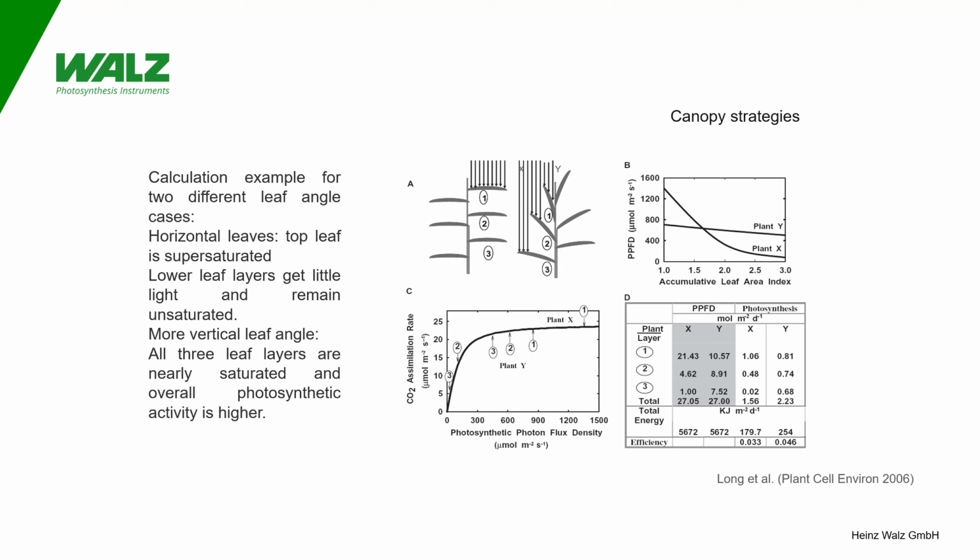Looking at the light response curves made for the horizontal case, plant X, the top leaf 1 is supersaturated, whereas the lower 2 leaves 2 and 3 are still far from saturation. If the leaves are oriented under an angle, plant Y, a better distribution of light is possible, with all three leaves being nearly saturated. The horizontal configuration yields overall a 30% lower photosynthetic activity.